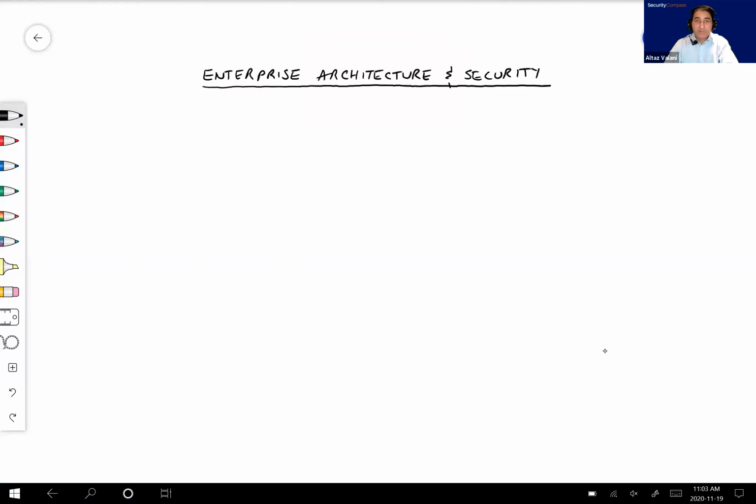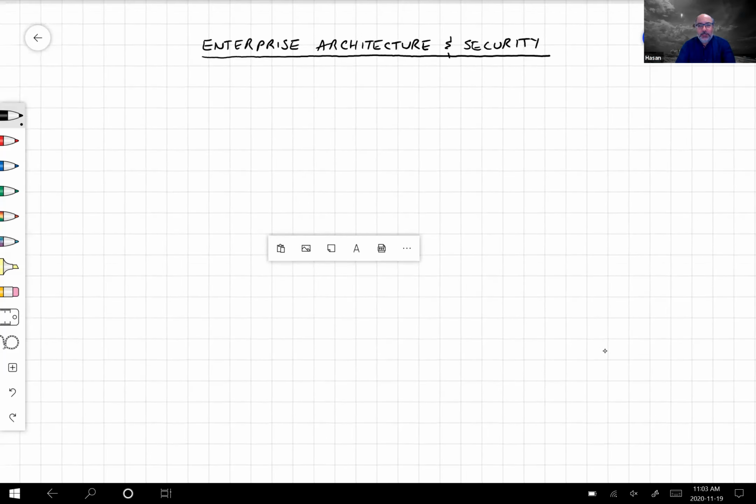So I'm going to quickly bring up a whiteboard here. Our discussion today is going to be around enterprise architecture and security. Before we even get started, there are many different people that have different ideas on what enterprise architecture is. So Hassan, maybe we could spend a little bit of time getting us all aligned on what we mean when we talk about enterprise architecture. Do you want to kick off the conversation and give some thoughts on what enterprise architecture means from your perspective? Sure. Thank you so much, Altaz, having me in, and it's always a pleasure to talk with you.